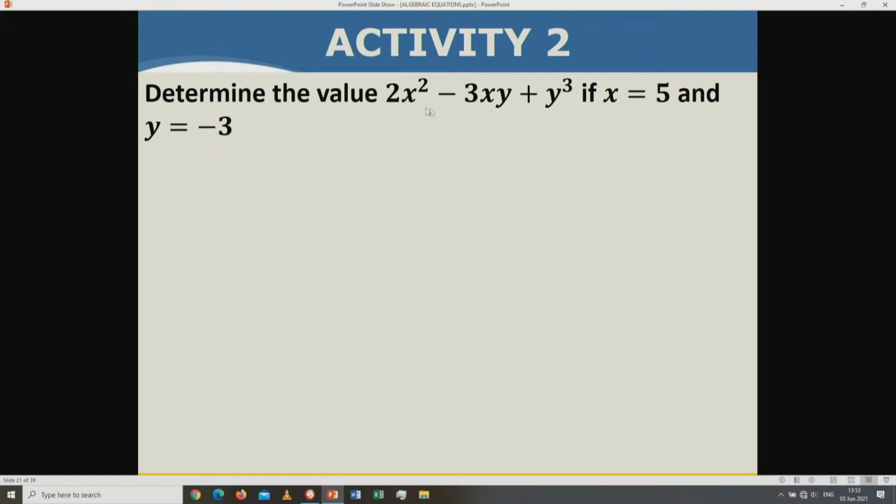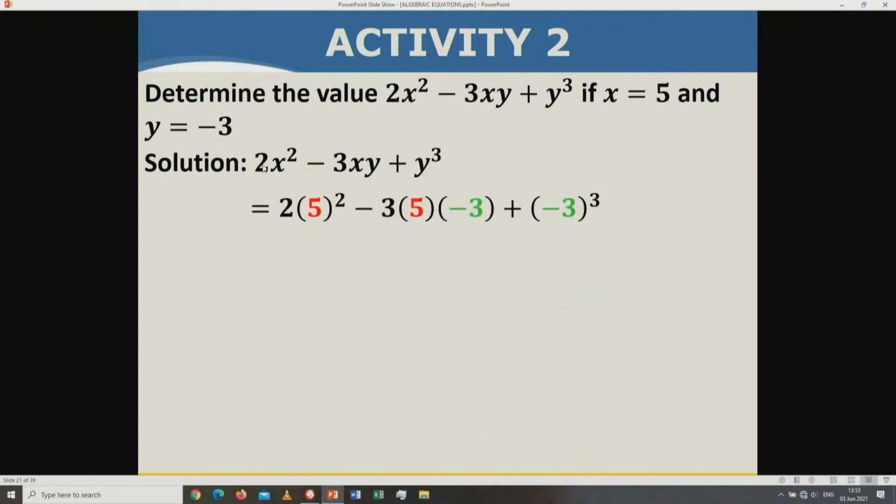Determine the value of 2x squared minus 3xy plus y cubed if x is equal to 5 and y is equal to -3. That simply means we are going to substitute x with 5, y with -3. Now let's go straight to the solution. For the solution now, we are having 2 from the expression, and then we also have x squared. So instead of x, we replaced x by 5, and then it's still 2 exponent of 2. We are also having -3 is still there, and then we substitute x with the value 5. We substituted y with the value -3, and then plus you check y, the value of y is -3, and that y is raised to exponent 3, therefore -3 will be raised to exponent 3.